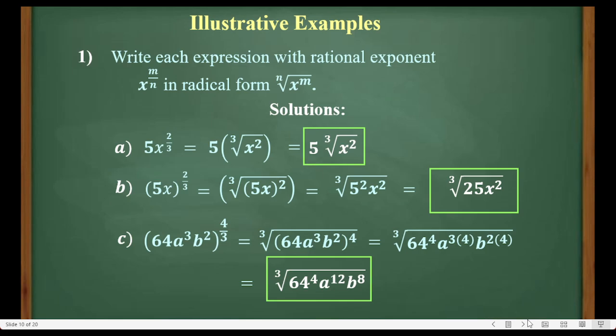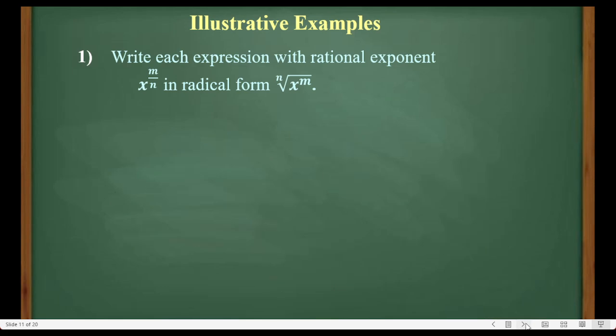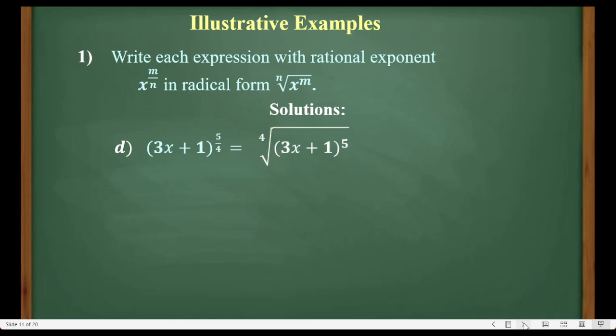Next. Letter D. About quantity 3x plus 1 raised to 5/4. In radical form, this will become the 4th root of the quantity 3x plus 1 raised to the 5th. And this is your answer.